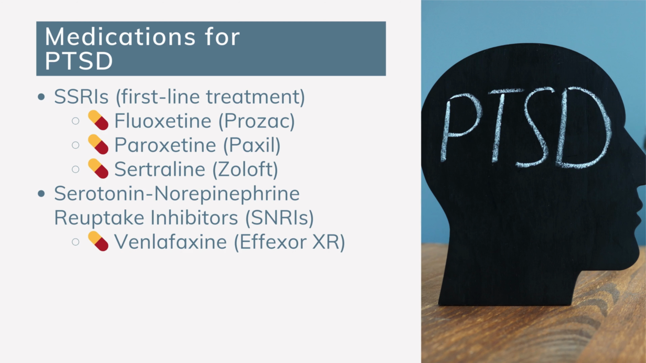A patient may also be given serotonin norepinephrine reuptake inhibitors, or SNRIs, which include venlafaxine. These SNRIs increase both serotonin and norepinephrine, thus improving emotional stability. This is often given to patients with both PTSD and chronic anxiety or depression.